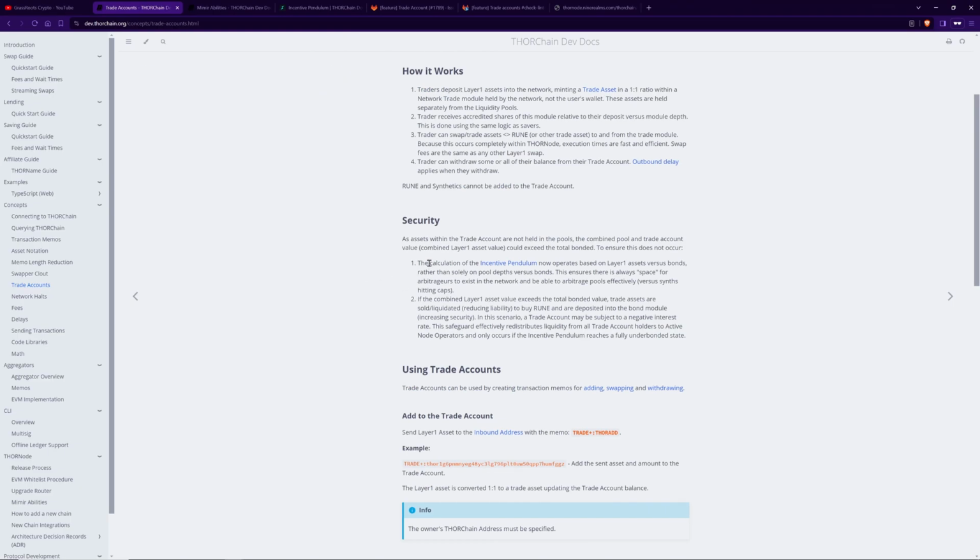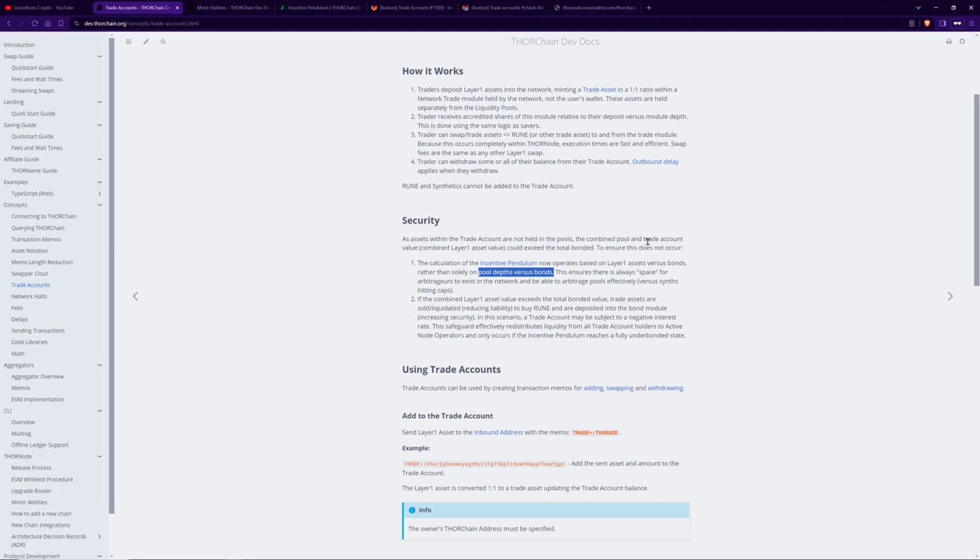So this has caused a change in the incentive pendulum, where the calculation of the incentive pendulum now operates based on the L1 assets versus the bonds, rather than solely on the pool depth versus the bonds, which is what we showed before. This ensures there's always space for arbitrages to exist in the network and to be able to arb the pools effectively versus synths hitting the caps. Because with synths, there's always competition with savers. Because synthetics underpin savers, when you add with savers, it increases the synth utilization, but arbitrages do that as well. So this trade account will replace synthetic utilization for arbs to allow more room for savers and essentially not compete with savers in the same way.